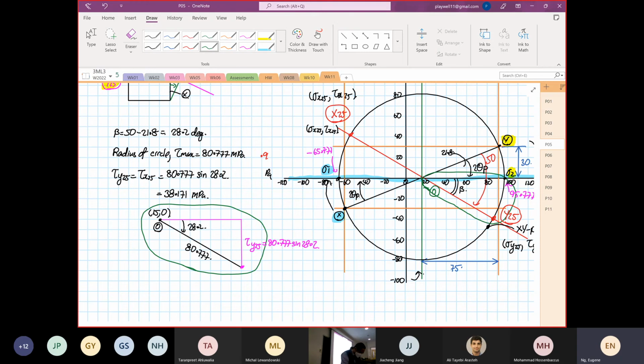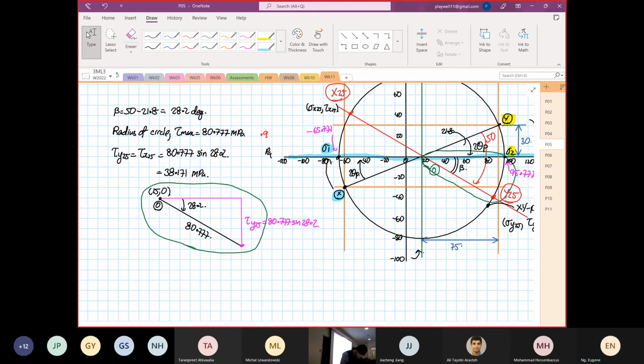So from here, we can also find our normal stress Y25. Now, normal stress Y25, we have to include the what? The 15, right? Because the center of the circle, the coordinate is 15 and what? 0. 0 on the y-axis, 15 on the x-axis. So it's 15 plus. Now, this is why I do the shear first. The next form is going to be 80.777. On the shear, we use sine. On the normal stress, we use what? Cosine.